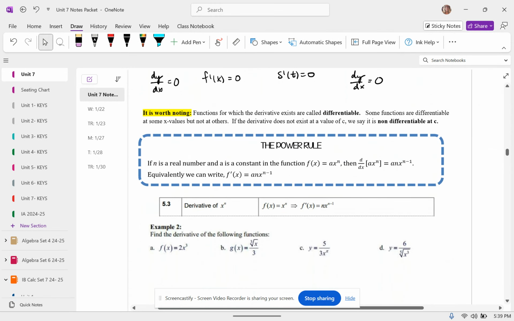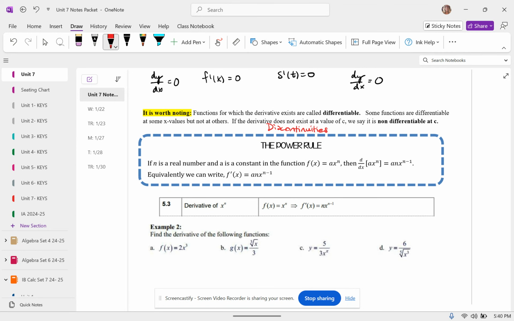So it is worth noting that functions for which the derivative exists are called differentiable. It means you are able to take the derivative of them. Some functions are differentiable at some x's, but not others. If the derivative does not exist at a value of c, we say it is not differentiable at c. Think about all the types of discontinuities that you learned about in the last unit.